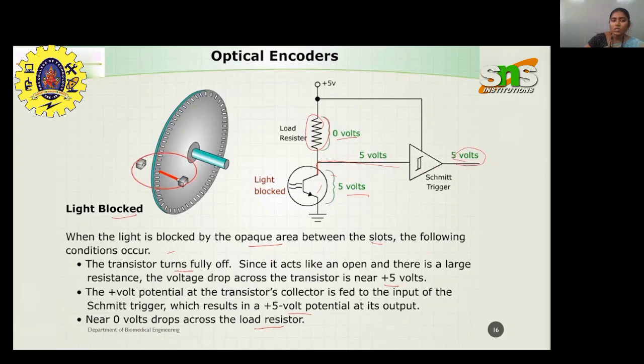So in one condition you get 0 volt, and in the other condition you get 5 volts. Alternately you have the voltage changing like 0 volt, 5 volt, 0 volt, 5 volt, 0 volt. So at last you get this kind of train of pulses as the output of the schematic. This provides information about the exact position, the direction of the movement, or you can also get the velocity of the particular motion control system.